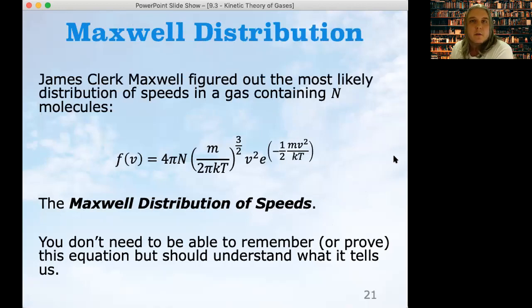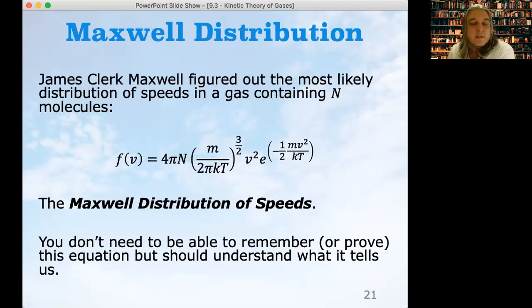James Clerk Maxwell is the guy that figured out what it actually looks like. He came up with this equation, and in accordance with him being the discoverer of it, it is called the Maxwell distribution of speeds. Now that is a messy equation. You don't need to remember it, you don't need to prove it, you don't need to even necessarily understand where it comes from. All you need to do is to be able to understand what it tells us. We need to be able to interpret this equation.